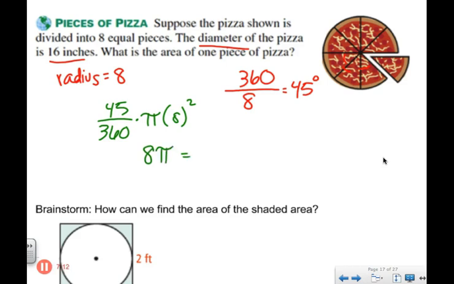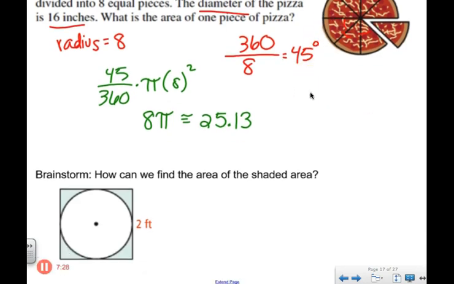Okay? So if I wanted to see what that was about, I would type 8 pi in the calculator, and I would get, it's about 24.13 square inches or square pizza. Cool. All right, moving on to some harder topics.